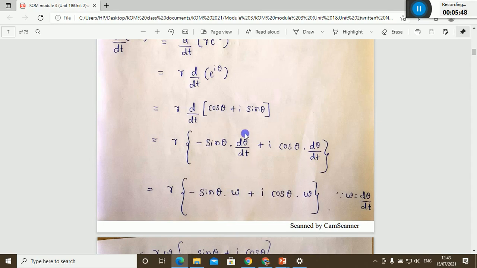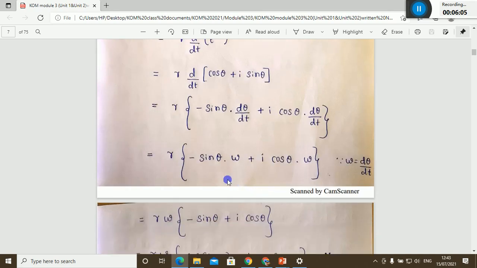And I know d theta by dt is nothing but the angular velocity. The rate of change of displacement is nothing but omega. So you can see here, I have written omega is nothing but d theta by dt. Just replace this d theta by dt by omega. Similarly, just write this also as omega. So this is the equation, and just take the common.